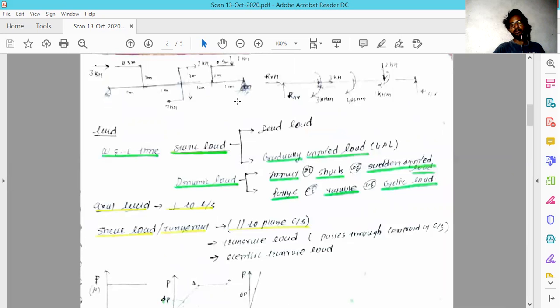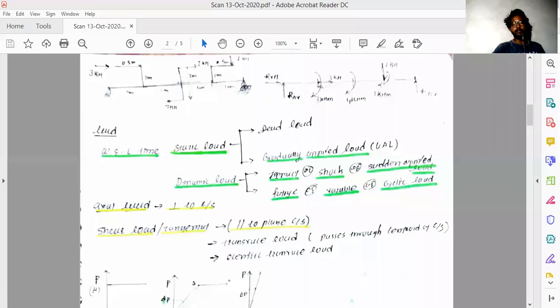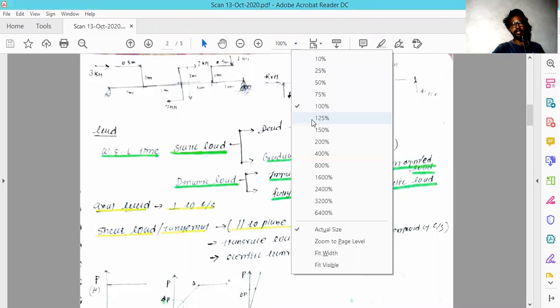So here the force is 2 kilonewton, and just because of that, it will create a moment, and the magnitude of that moment is 1 kilonewton meter. So this is how you can find out the different moments. These are the basic moments which are very important to understand, and that is why I have taken this kind of example.